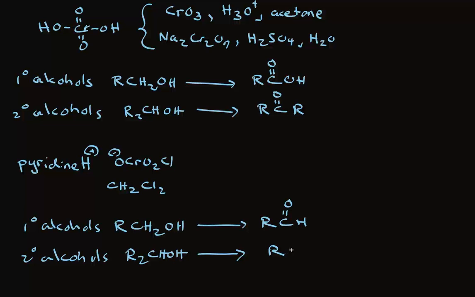So there's no difference in product for the secondary alcohols, but for the primary alcohols, pyridinium chlorochromate selectively oxidizes primary alcohols to aldehydes and stops, whereas chromic acid oxidizes primary alcohols first to aldehydes and then immediately to carboxylic acids. So these are the two key reagents that we will think about when we're talking about oxidizing alcohols in organic synthesis.